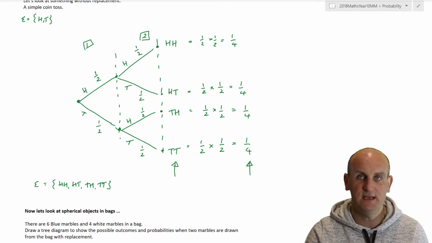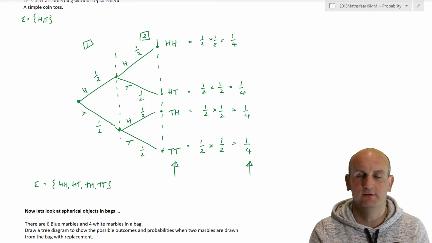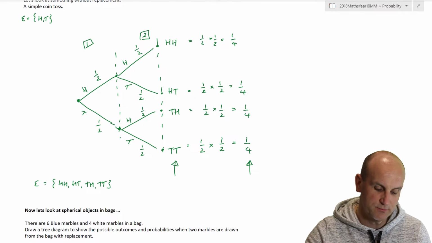Now, we can use these to answer all sorts of probability questions, but I'm going to park that for one second. I've got two other examples coming up where we can answer some probability questions.